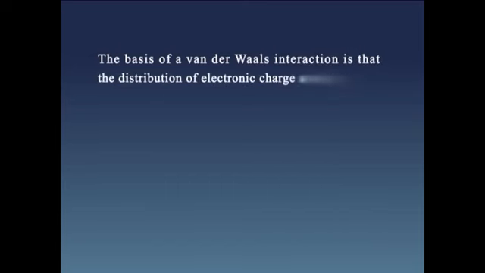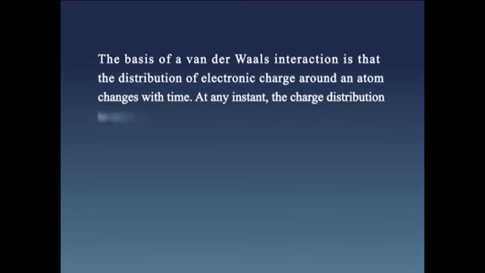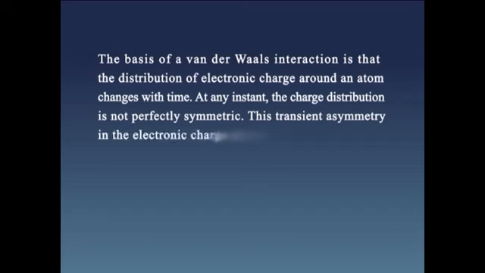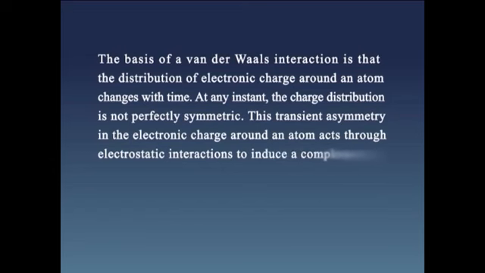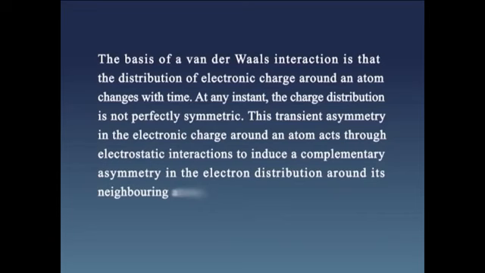The basis of a van der Waals interaction is that the distribution of electronic charge around an atom changes with time. At any instant, the charge distribution is not perfectly symmetric. This transient asymmetry in the electronic charge around an atom acts through electrostatic interaction to induce a complementary asymmetry in the electron distribution around its neighboring atom.